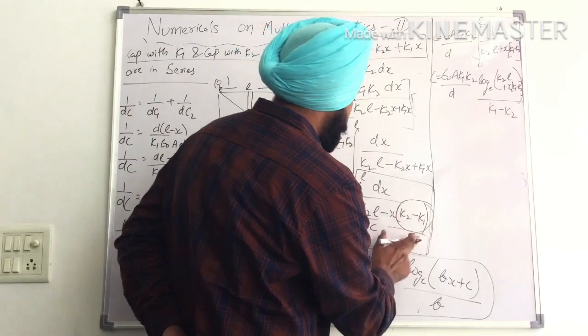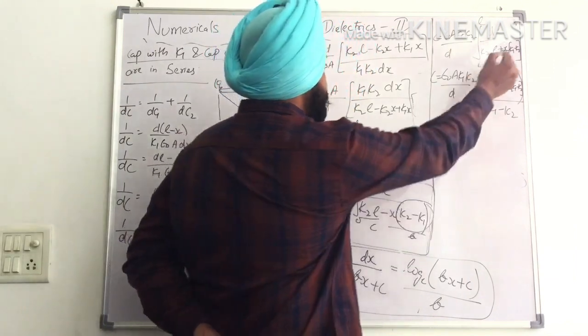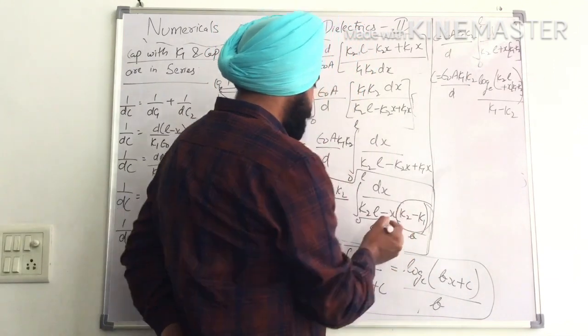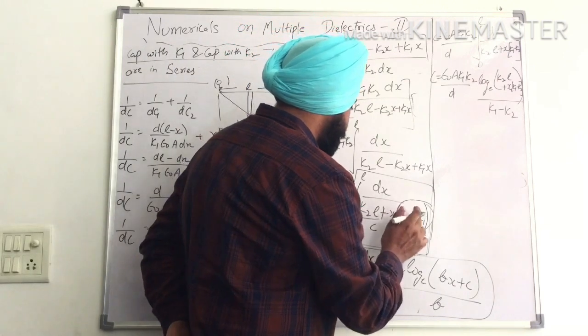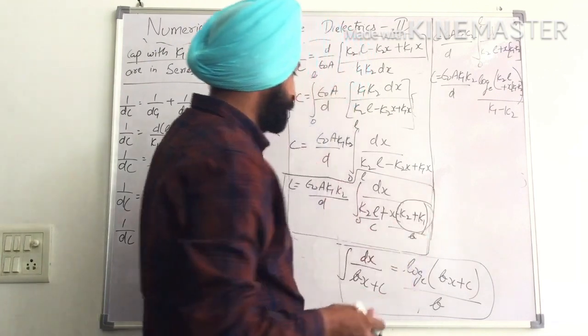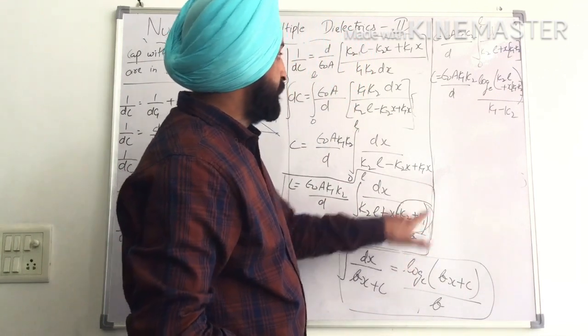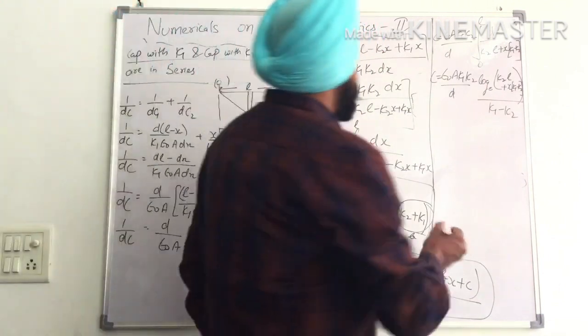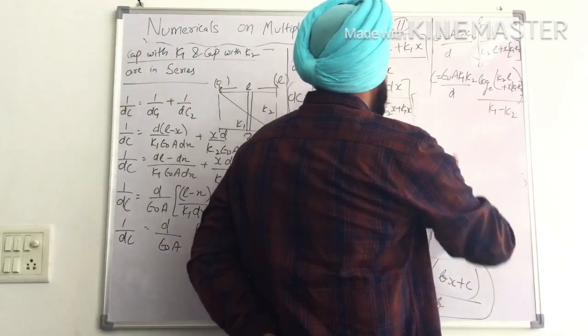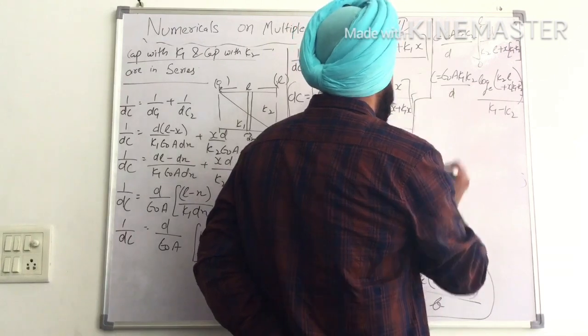So instead of K2 minus K1, our b is K1 minus K2, as we have taken negative common. So K1 minus K2 is now our value of b. I think it is clear. So I am writing this final equation.